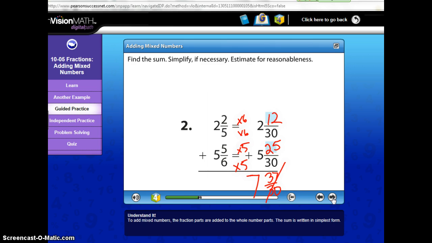But this is improper, so we can't leave it like that. What do we do, Sam? If we have an improper fraction, we do what? We divide it. We can do that up here, but can anybody do it in their head? Aaron?